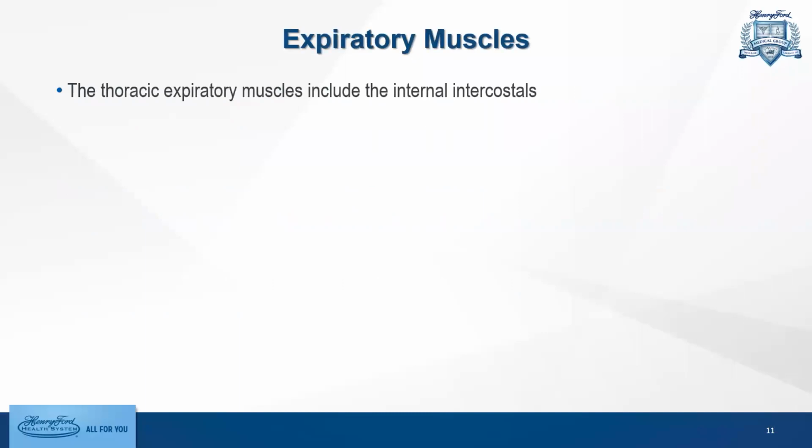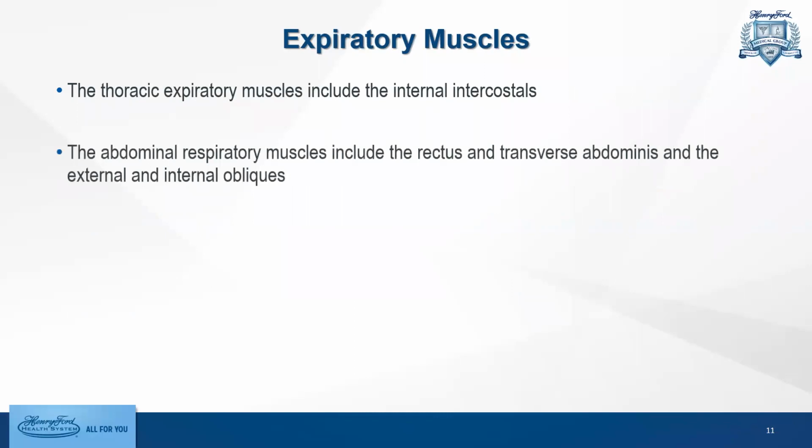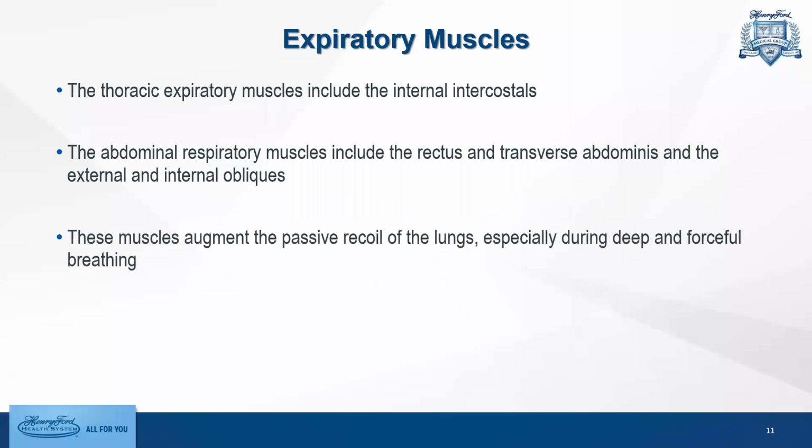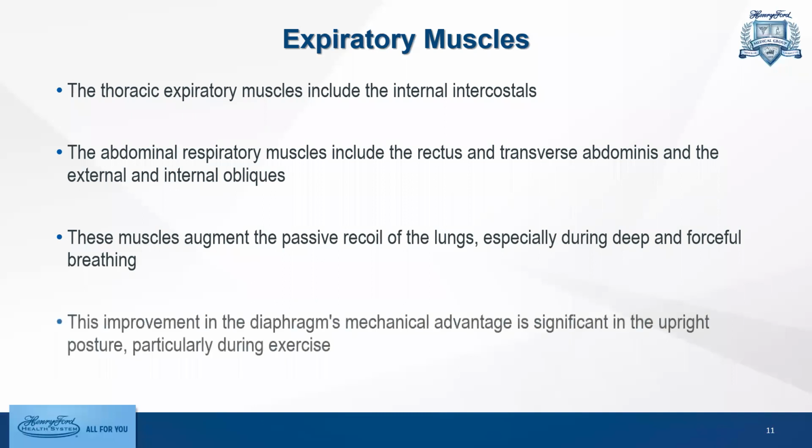Expiratory muscles. Thoracic expiratory muscles include the internal intercostals and the abdominal respiratory muscles: rectus abdominis, transverse abdominis, and external and internal obliques. They augment the passive recoil of the lung, especially during deep and forceful breathing. As we said, when quietly breathing, you're just going to have passive recoil of the diaphragm and the rib cage.